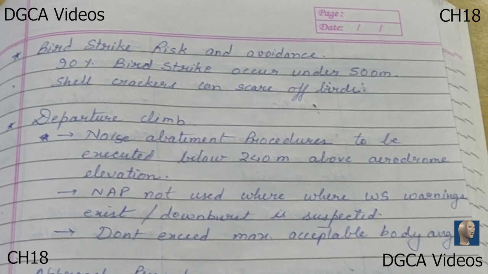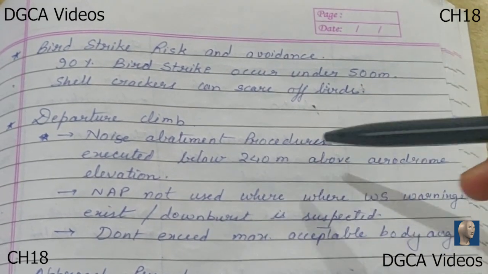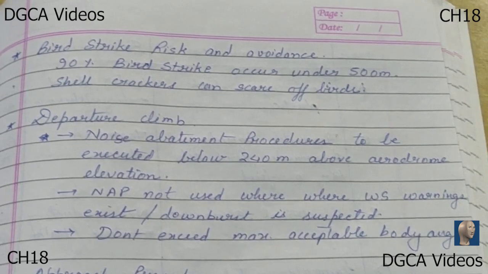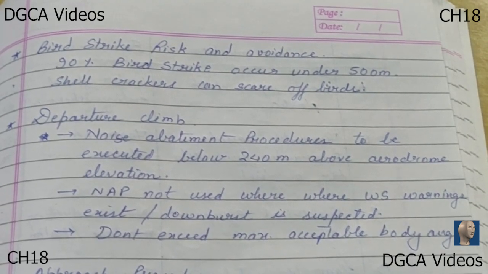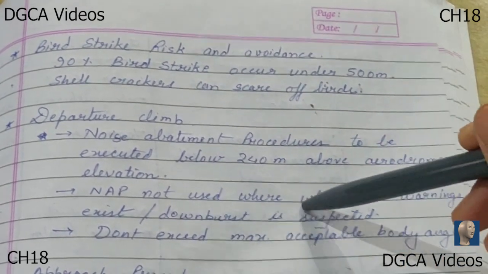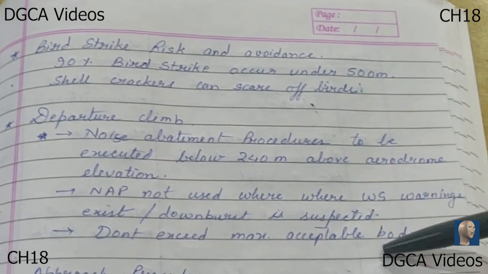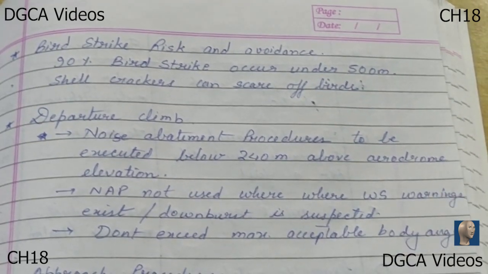Noise abatement procedures are to be executed below 240 meters above the aerodrome elevation. The noise abatement procedures should not be used where the wind shear warning exists and downburst is suspected, and also don't exceed the maximum acceptable body angle.